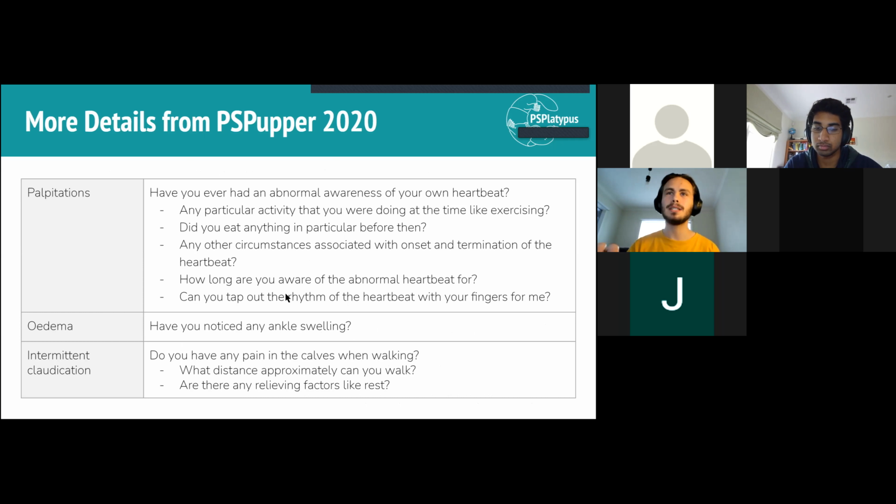Lovely. So here's the details from PSPlatypus, and they just have some example questions, some ways that you can explain it, and some key concepts to consider and to ask the patient if they say, yes, they have had an abnormal awareness of their heartbeat. What were you doing? Did you eat anything before that might have caused it? Any other circumstances associated with it starting and ending, things like that. And that goes on for each of these.